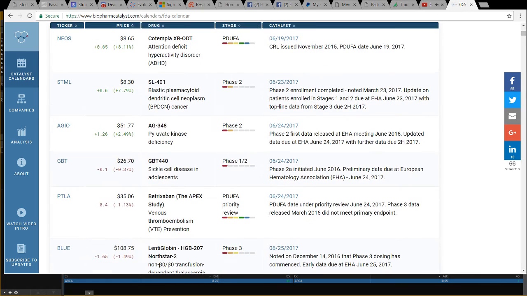So in that case, obviously, I know you saw STML. I don't know if you did or not, saw it blowing up on the scanner Friday, but this was another one of those momentum stocks going in. You can see that their phase 2 was completed in March, and then they have patients enrolled in stage 1 and 2 due the update coming on the 23rd, with top line from stage 3 due in the second quarter of this year. So that's pretty cool. That went up 8% for an $8 stock, and that's not too shabby at all.